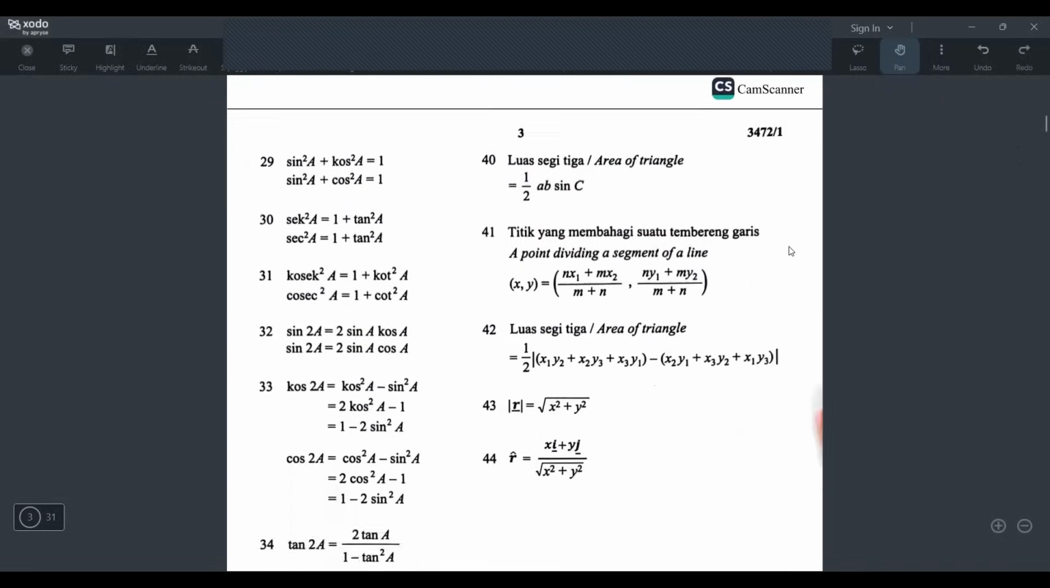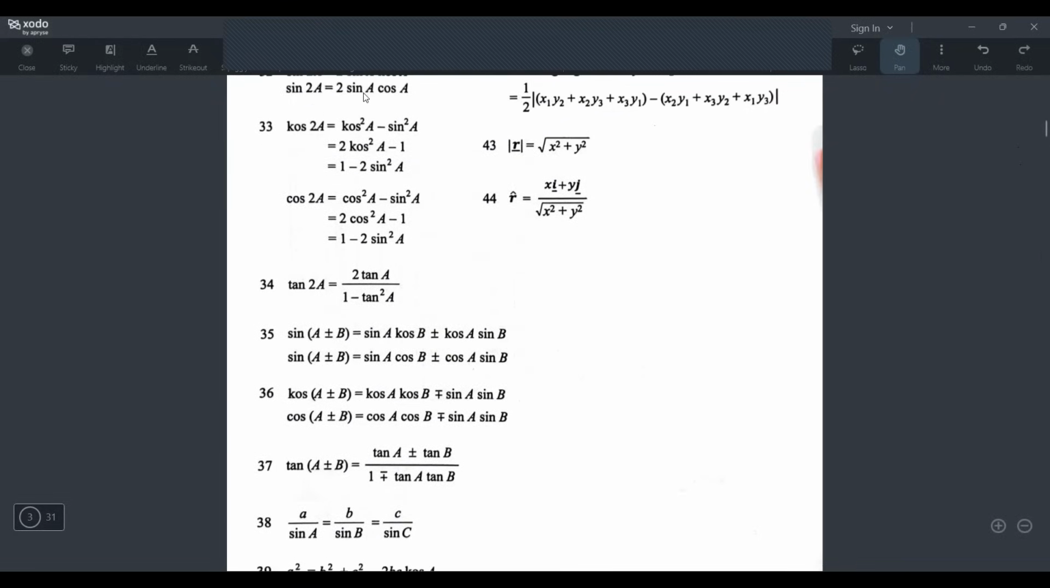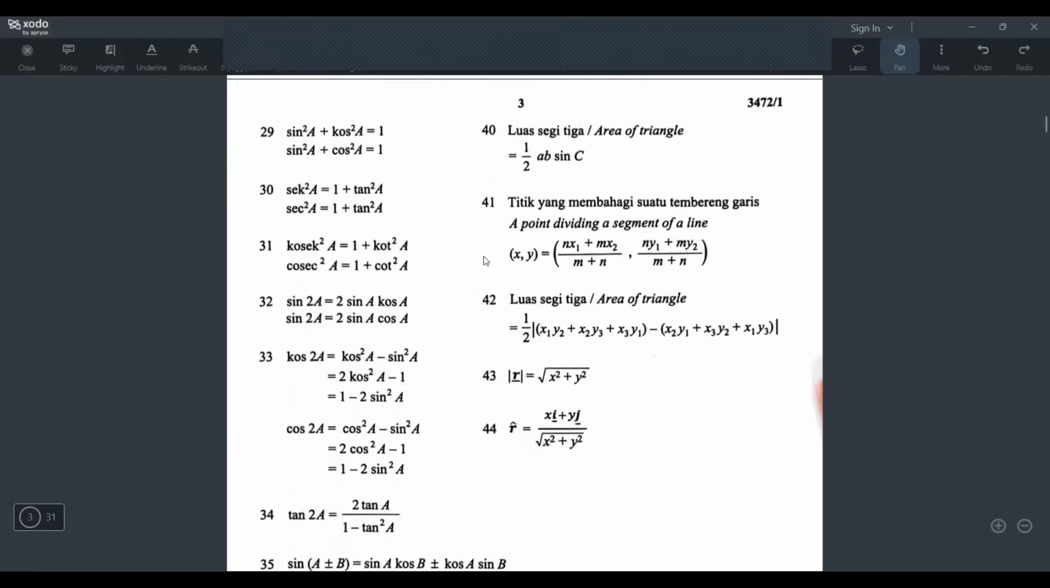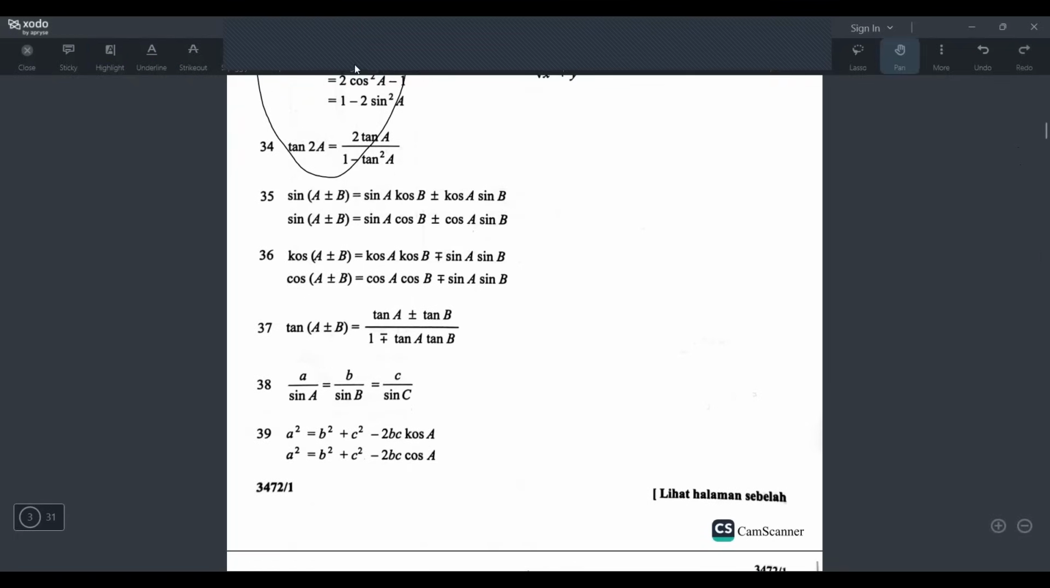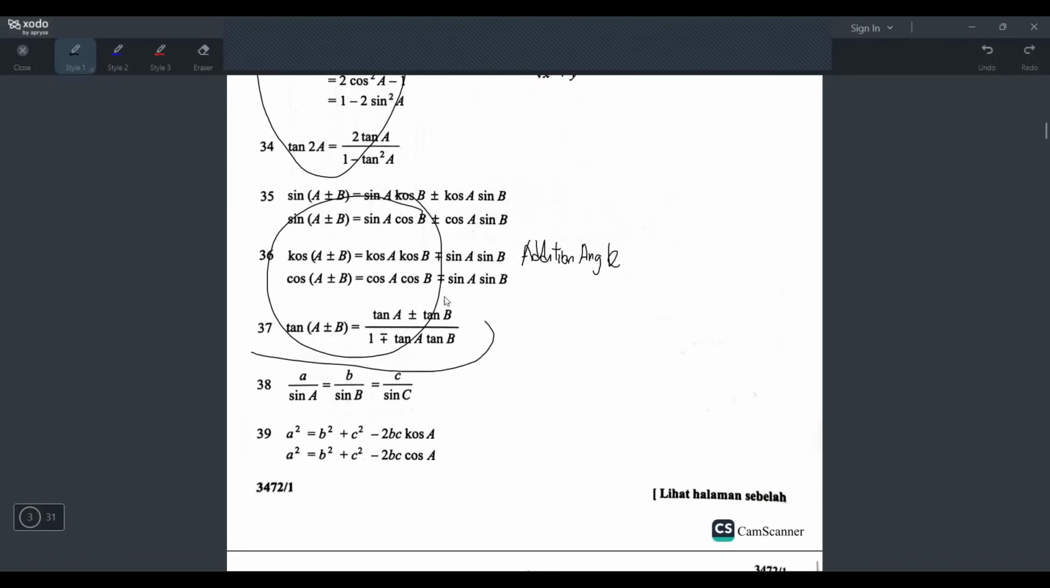So the addition angle formula is here. Okay, you can see it. So from 29 onwards, right? This one, these three are called the basic identities. All right, and then this one is the double angle, right? And then 35, 36, these are all the addition angle. Okay, addition angle. And now we'll be using this formula, right?